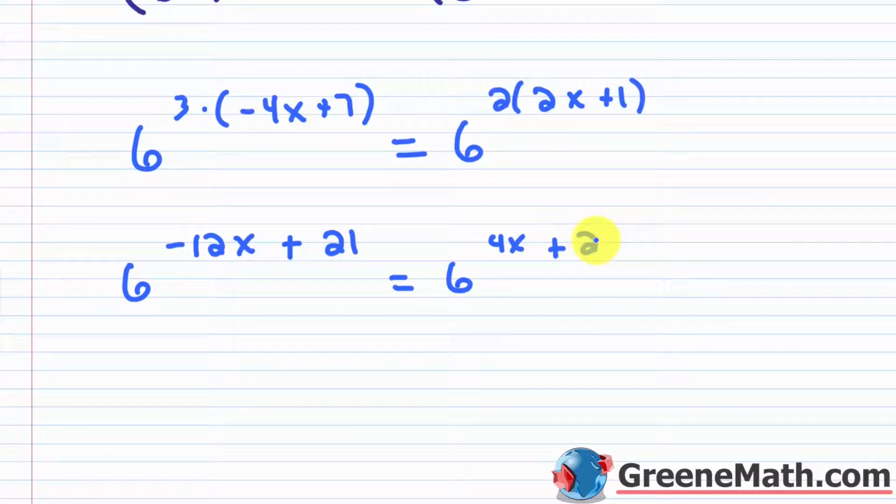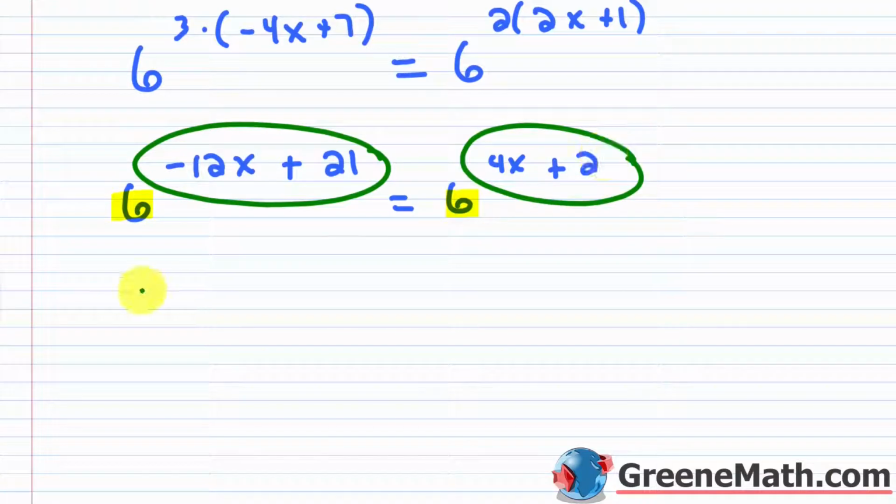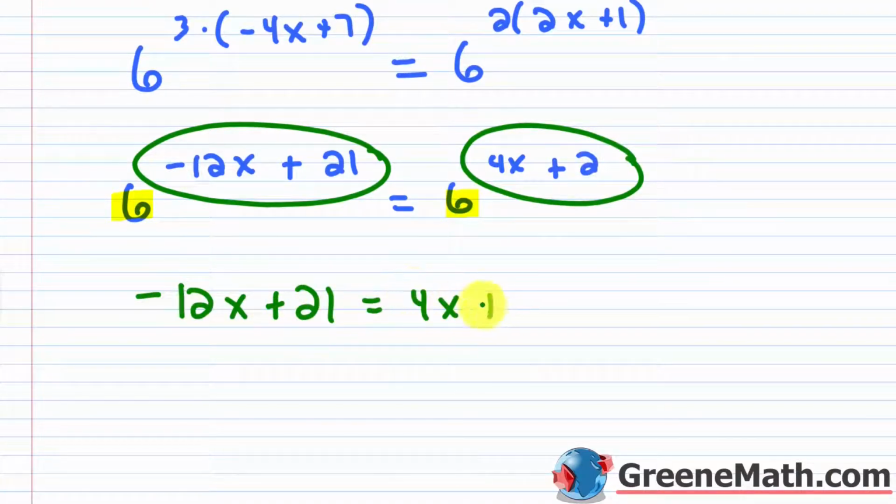Okay, so we've done all that work to get it in the format where we can use our little rule. We've got 6 and we've got 6. So we've got like bases. So now what I want to do is just set my exponents equal to each other. So I'm going to take this one, set it equal to this one. Very simple. So negative 12x plus 21 equals 4x plus 2.